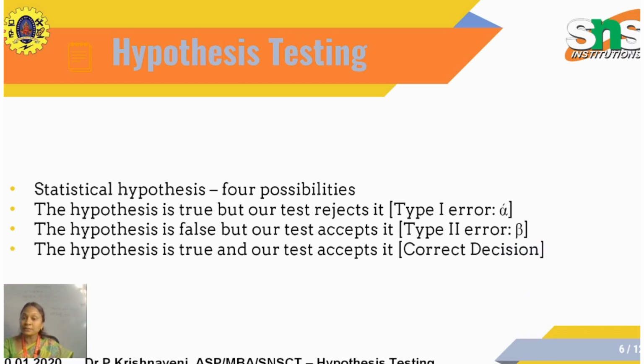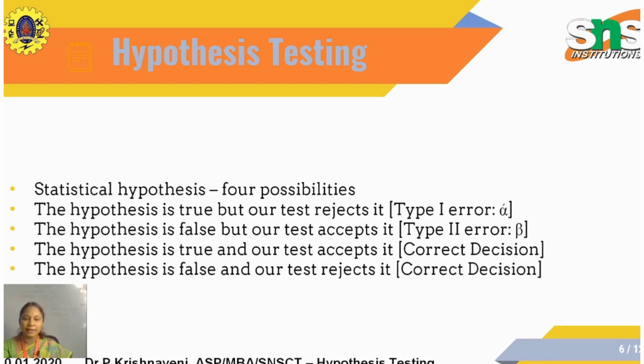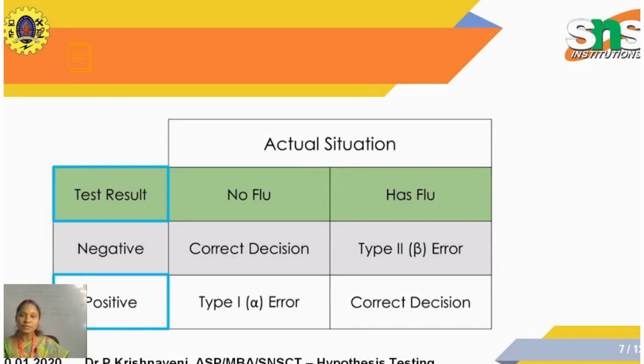If our hypothesis is true and we make the correct decision, then our decision is correct. If the hypothesis is false and we reject the hypothesis, our decision is also correct. So these two errors are to be eliminated. This we call type 1 and type 2 error. Let us discuss type 1 and type 2 error with a test.